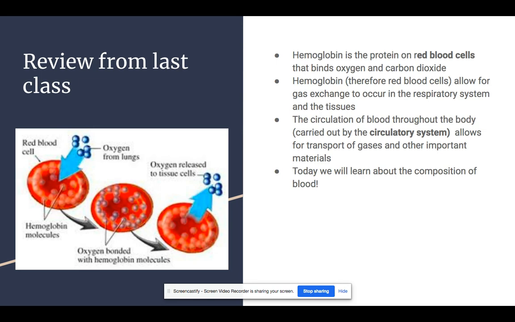Now, obviously, this is involving movement of blood throughout the body, and this is carried out by the circulatory system, also called the cardiovascular system. And so the blood moves throughout the circulatory system, the main part of which is the heart, in order to pump that blood to allow for movement. And we're going to be talking about that in the next few weeks. But today we're going to look specifically at the composition of blood and what blood is made up of.